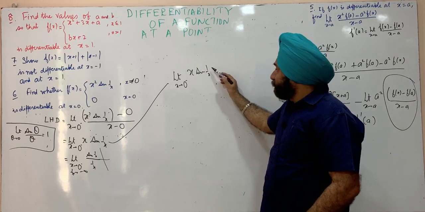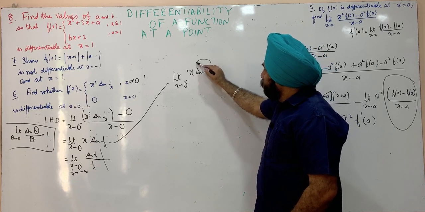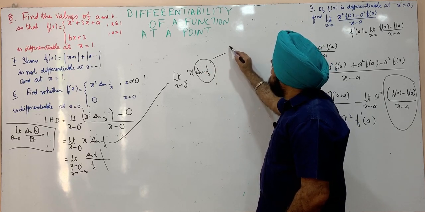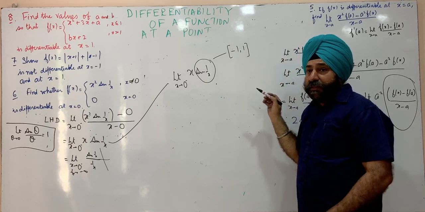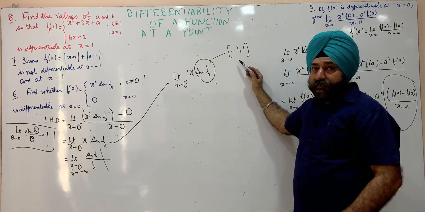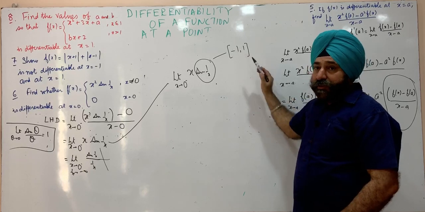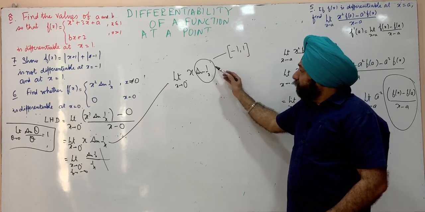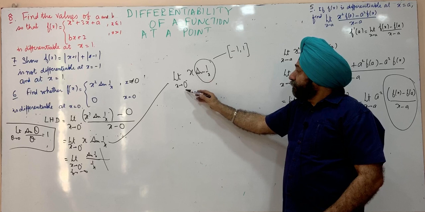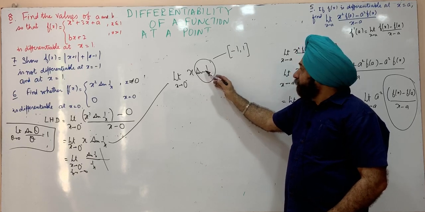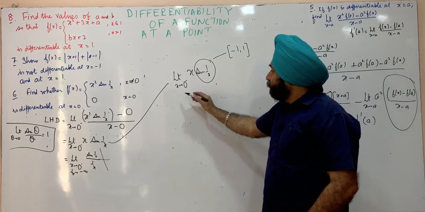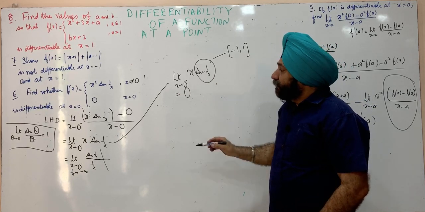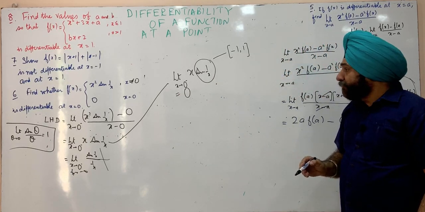The value of sine of 1 by x is any number between minus 1 to plus 1. So we say it's an oscillating number whose value lies between minus 1 to plus 1, multiplied by x, which is approaching 0. Since x is 0 and this may be any number between minus 1 to plus 1, the product is always 0. So left hand derivative is 0.